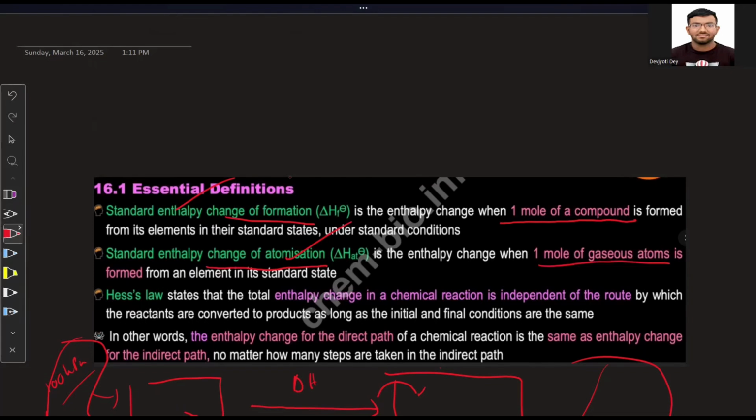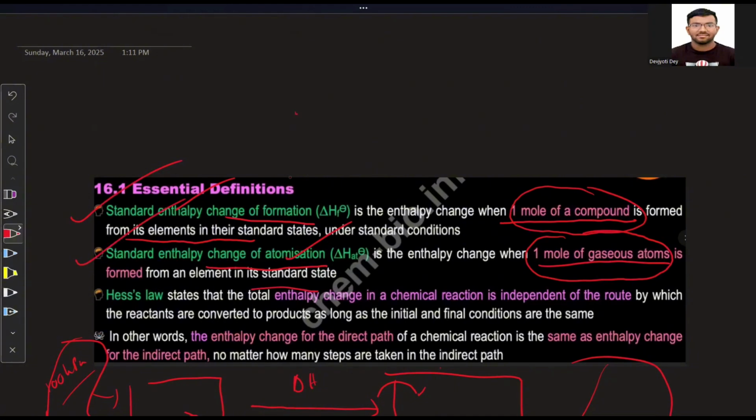Okay, in case of formation, 1 mole of a compound is formed from its elements in their standard states. This is very important. 1 mole of a compound is produced when we talk about enthalpy change of formation. When you talk about atomization, 1 mole of gaseous atoms is produced from an element in its standard state. I mean, it's the same for both. Like the conditions for the reactants are kind of the same when you are calculating the standard enthalpy change of formation as well as the standard enthalpy change of atomization.